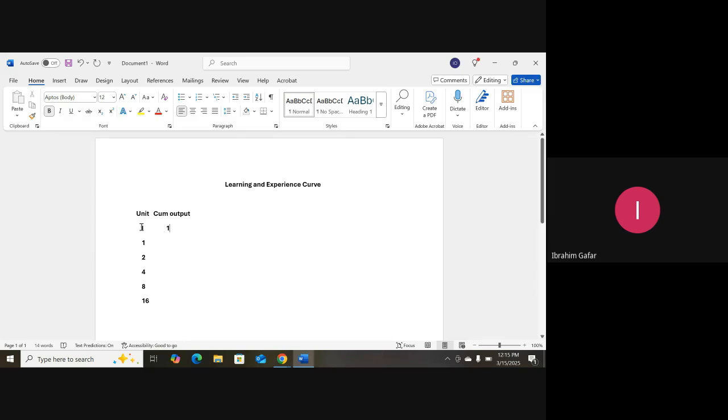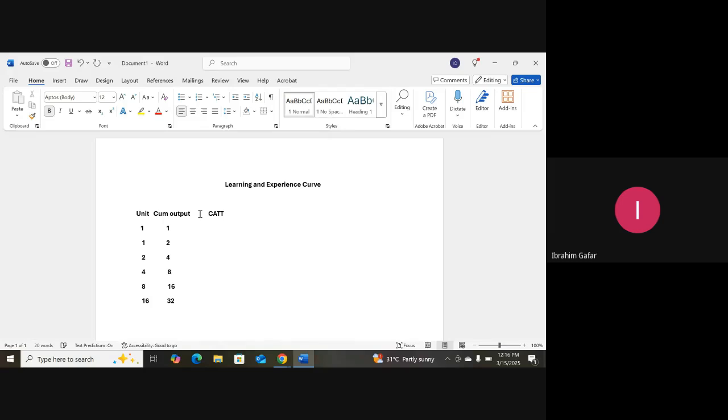For the cumulative, you repeat the first one, then the second cumulative will become 2. You know it has started doubling, right? What's going to be the next one? I want the class to be interactive, please. What's going to be the next one? 4. Followed by what? 8. Followed by what? 16. Followed by what? 32. Good.